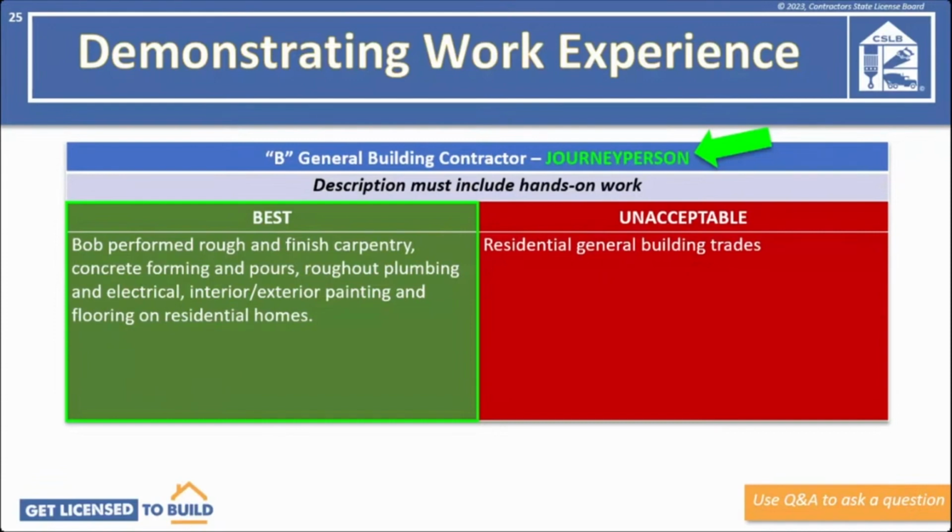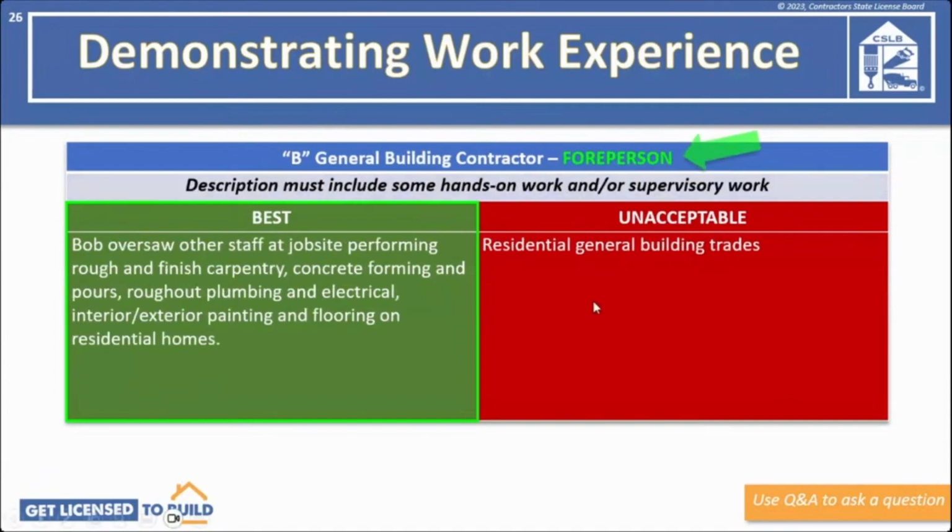For foreperson experience, the description must include some hands-on work and/or supervisory work. Here's an example of the best type of description. Bob oversaw other staff at job sites performing rough and finish carpentry, concrete forming and pours, rough out plumbing and electrical, interior, exterior painting, and flooring on residential homes. Again, an unacceptable description would be something generic like residential general building trades.